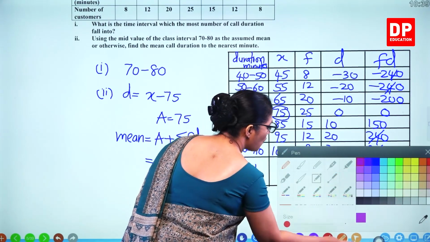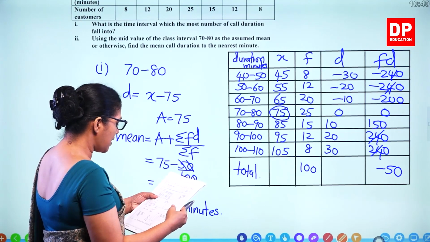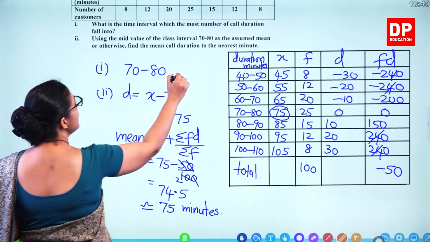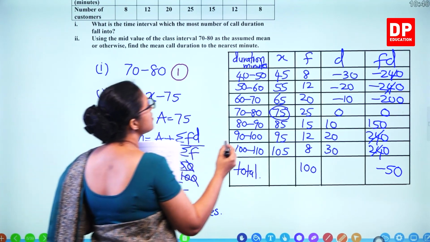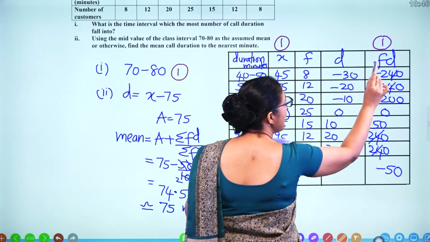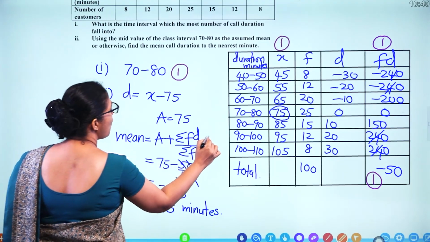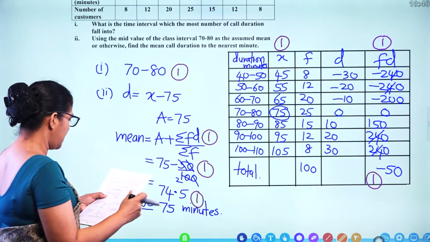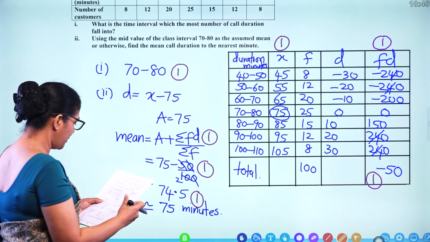So how many marks for this one? So you are getting 6 marks for that. 1 mark for this and 6 marks for the mean value. So how do you get marks? Mid value 1, sigma FD. Calculating FD 1, sigma FD 1, 3, 4, 5, 6. 6 marks for the final answer, the mean value.